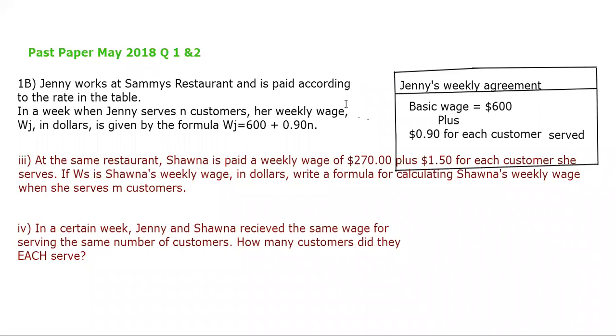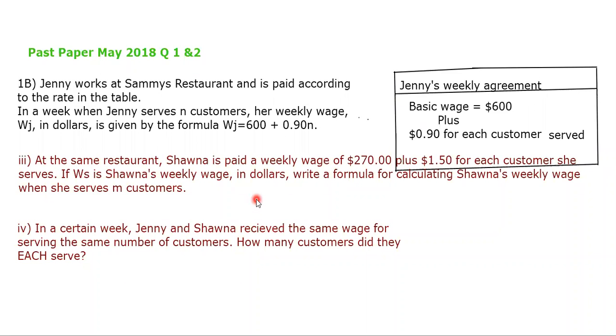Okay, so number 3. At the same restaurant, Shauna is paid a weekly wage of $270 plus $1.50 for each customer she serves. If WS is Shauna's weekly wage in dollars, write a formula for calculating Shauna's weekly wage when she serves M customers. Now, let me get my flashlight here.